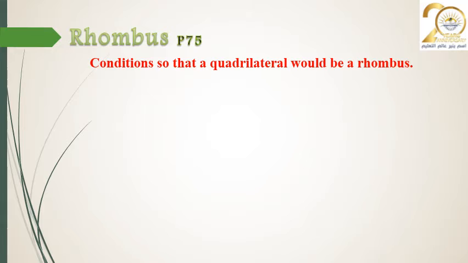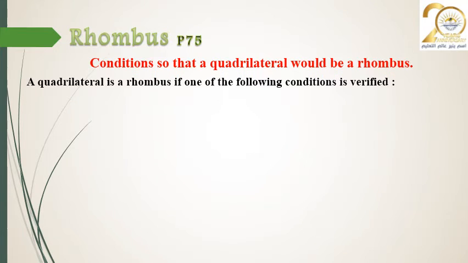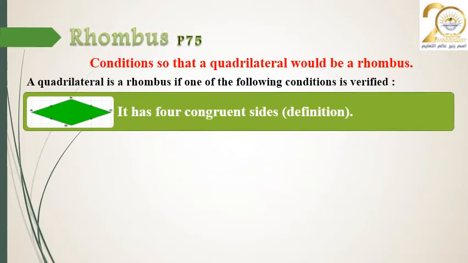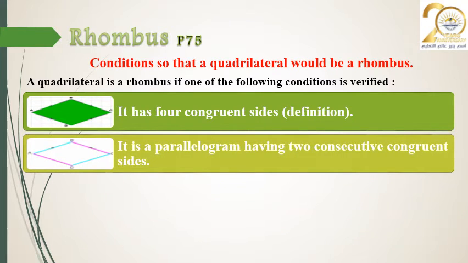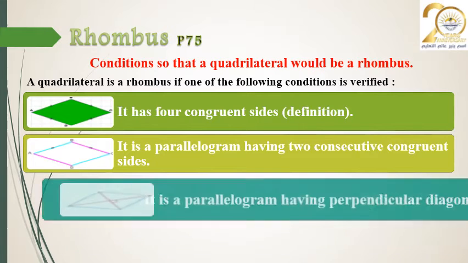Conditions so that a quadrilateral would be a rhombus. How do we know that this quadrilateral is a rhombus? A quadrilateral is a rhombus if one of the following conditions is verified. First of all, it has four congruent sides, which is the definition. If we have a quadrilateral that has all the sides equal, then it's a rhombus. Secondly, it's a parallelogram having two consecutive congruent sides. If two congruent sides are consecutive, then this is a rhombus.